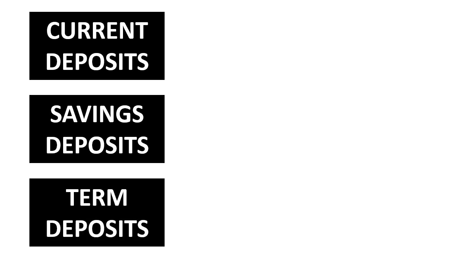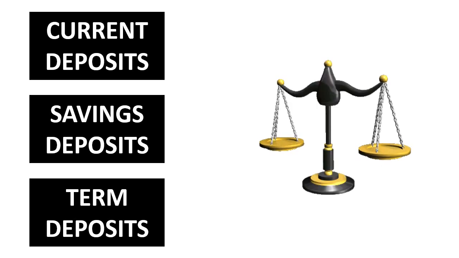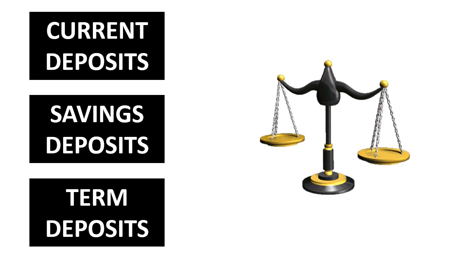Commercial bank deposits are mainly of three types. Current deposits, also referred to as no-cost demand deposits, savings deposits, referred to as low-cost demand deposits, and term deposits, which are referred to as high-cost time deposits. A prudent banker strives to strike an optimum mix of these three kinds of deposits in order to ensure stability, maximum profitability, and growth.